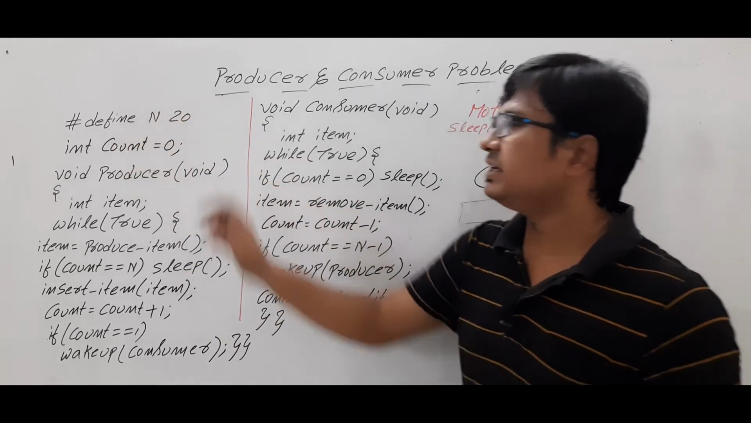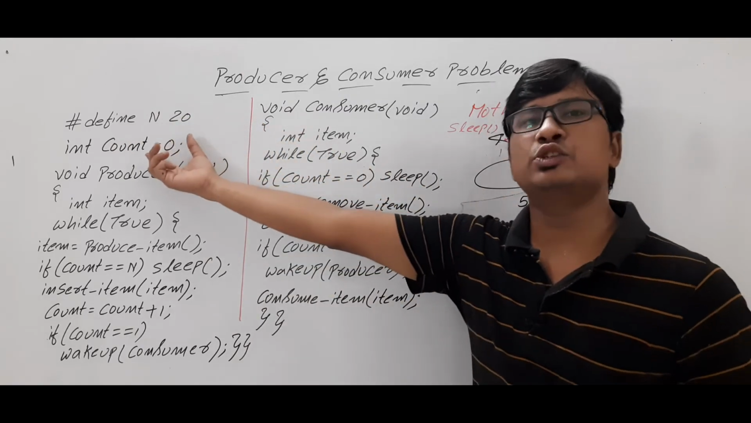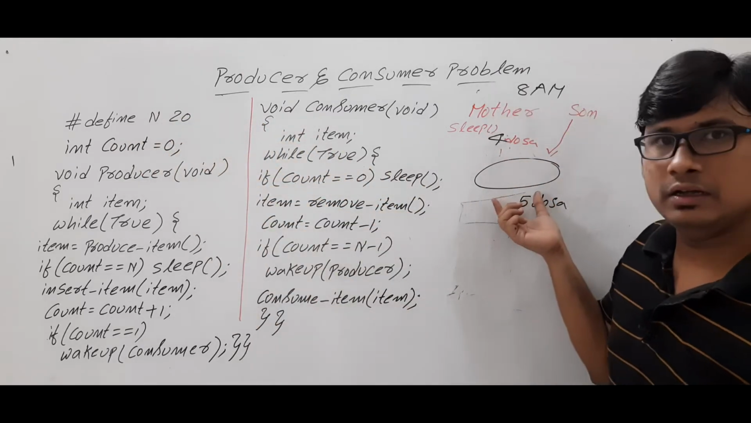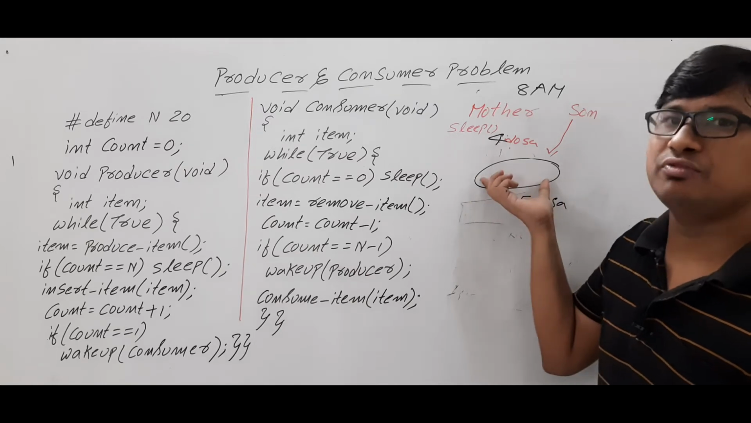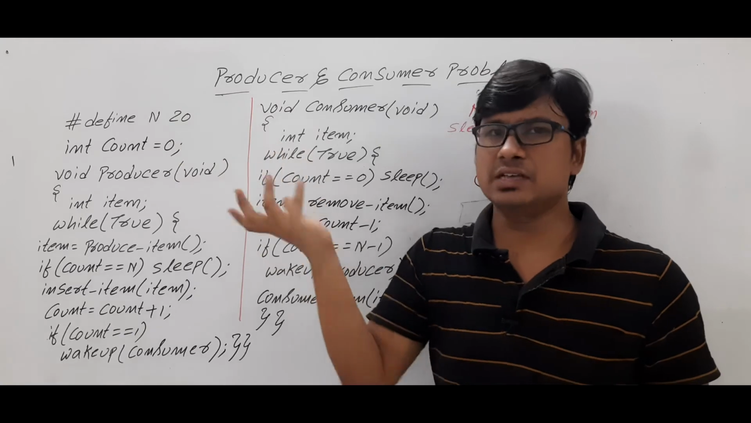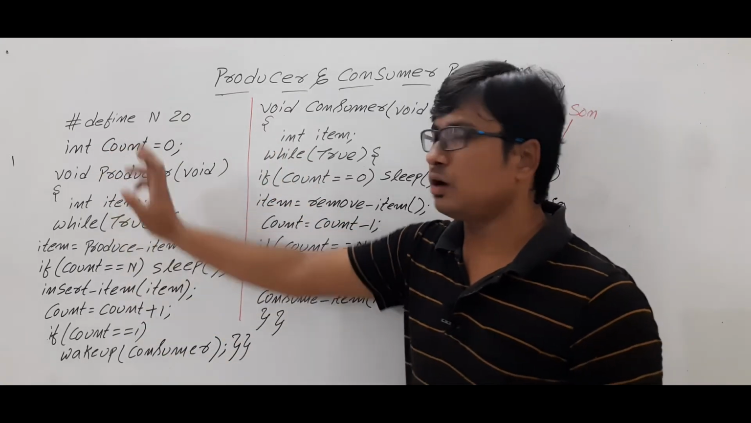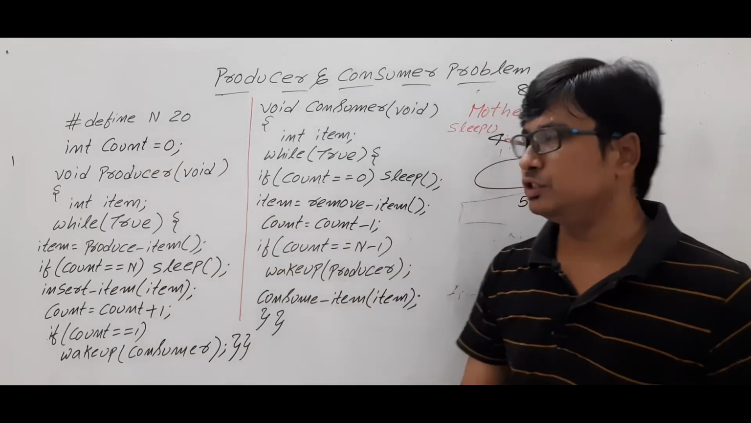Now, #define N 20. Here I am considering the buffer size as 20. Here we have considered the maximum capacity is 5 dosas. So here it is 20. Now you can take the buffer size as much as you want. Now I am taking a global variable called count and I have initialized it to 0.